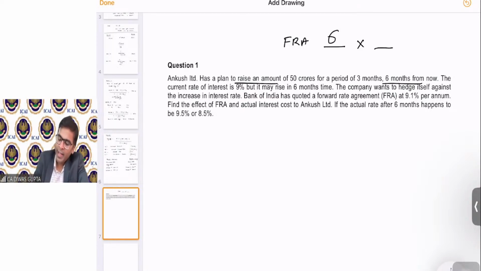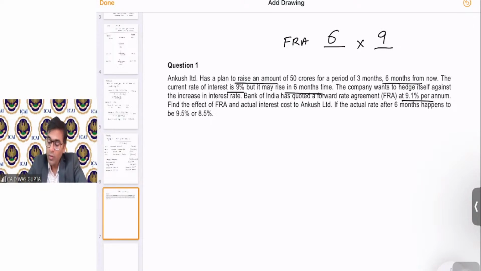So this is 6 by 9. Not that, it is 6 by 9. It can't be 6 by 3. So the duration we have to add to the initial period. The current rate of interest is 9%, but it may rise in the 6 months' time. The company wants to hedge itself against the increase in the interest rates. Bank of India has quoted a forward rate agreement at 9.1% per annum.